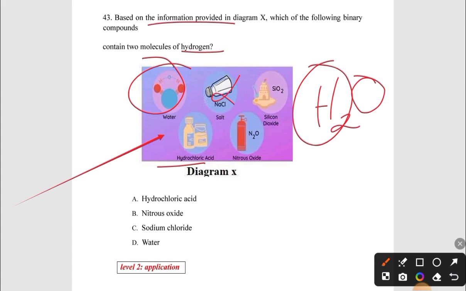Sodium chloride has no hydrogen. Nitrous, no hydrogen. So either we change the question, we change the molecules to atoms, so we get our answer to be water, or the question is wrong. So let's just say this is atoms. So the answer is water.